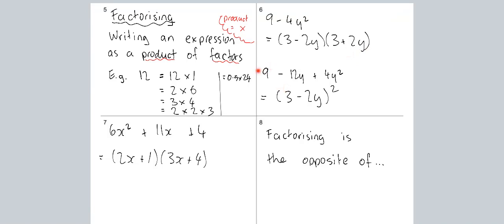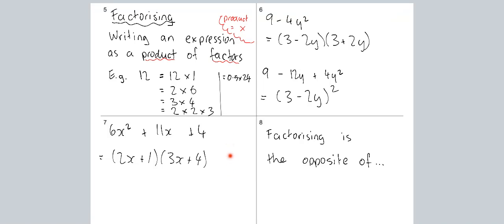This one here, I've got a square number because 9 is 3 squared. I've got a square number because 4y squared is 2y all squared. And if I multiply them together, I get 3 2s are 6y. And double it, I get 12y. So this tells me that this fits the pattern of a perfect square. And therefore I can factorise it without doing anything more difficult.